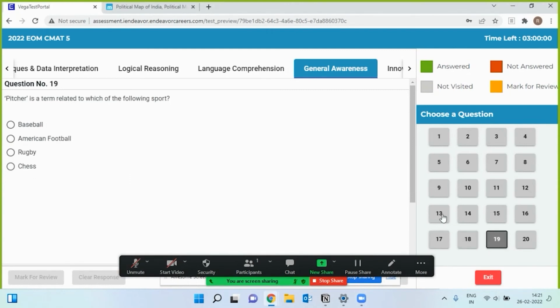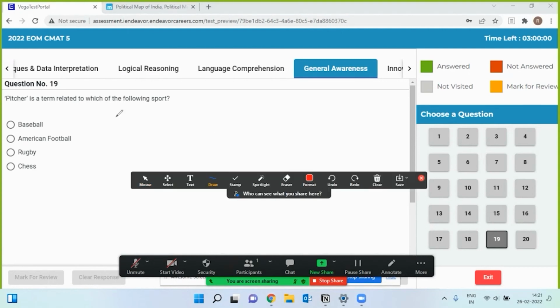Question number 19 is a question from sports. It is about pitcher is a term used in which sport? I think it is an easy question. Correct answer is pitcher is a term used in baseball.